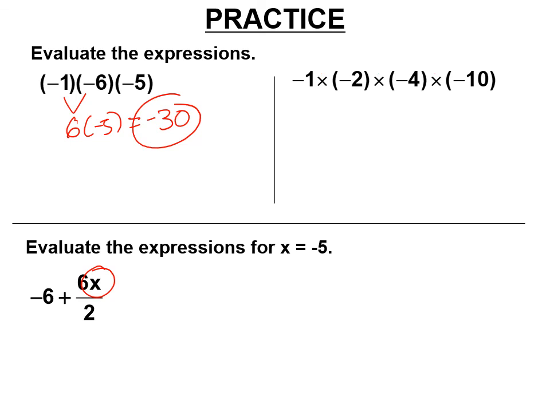So we have 4 negatives, right? So we know this answer is going to be positive because we have an even number of negative signs. So all I have to do is 1 times 2 is 2, 2 times 4 is 8, 8 times 10 is 80, positive 80, an even number of negative signs.